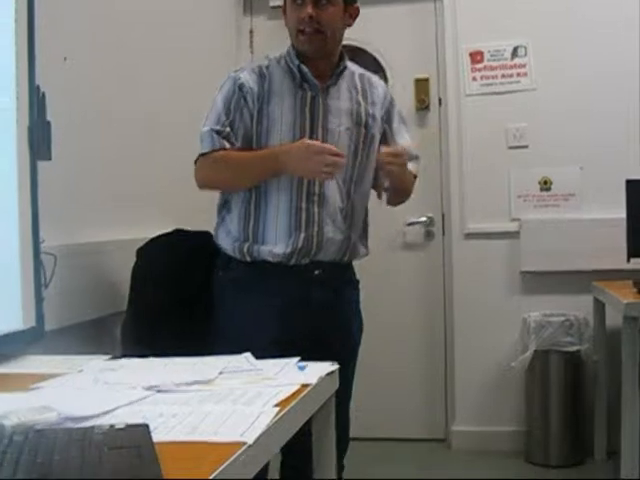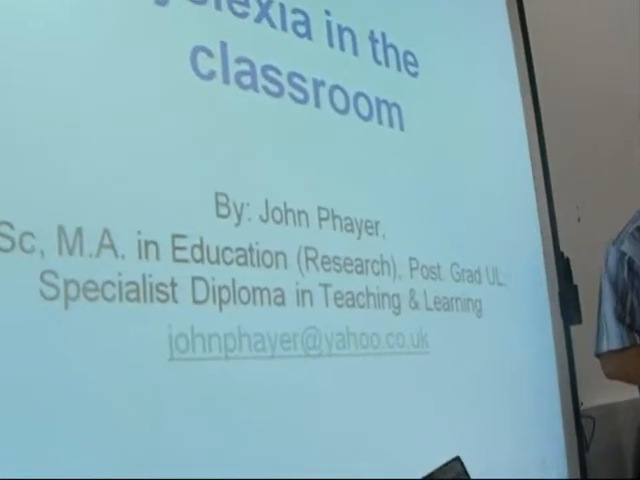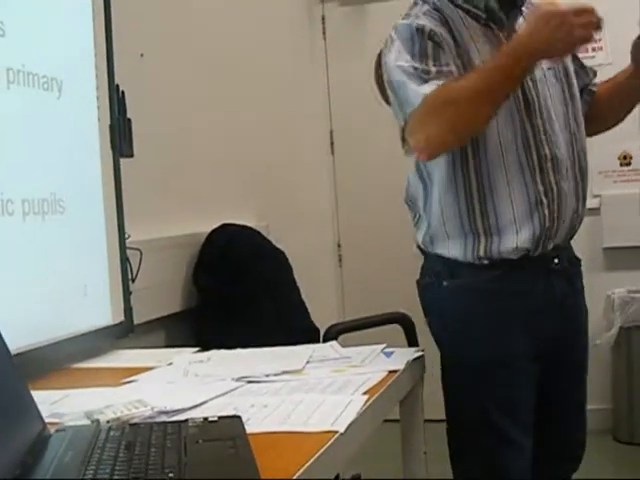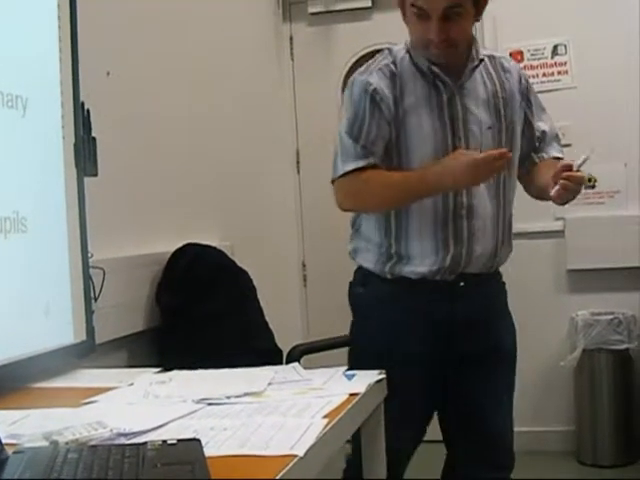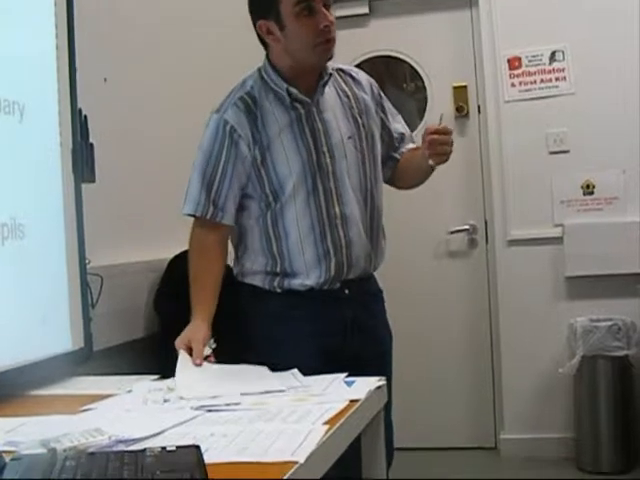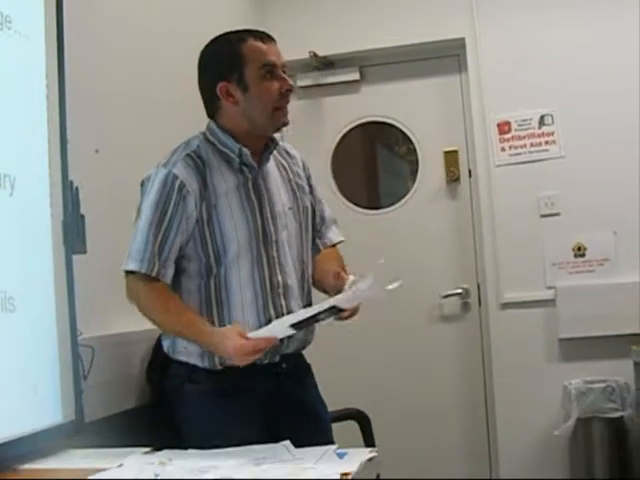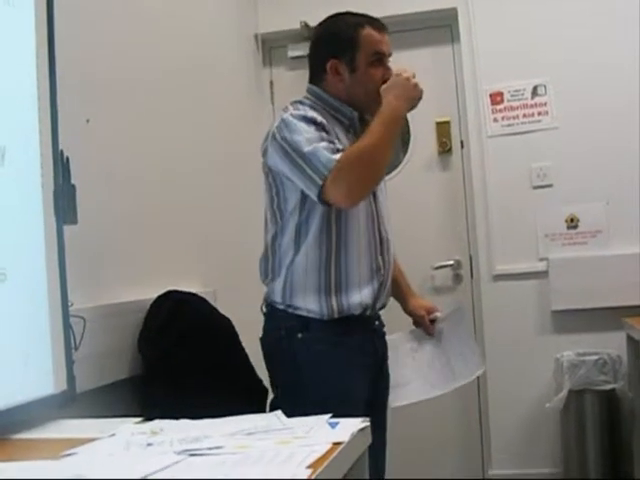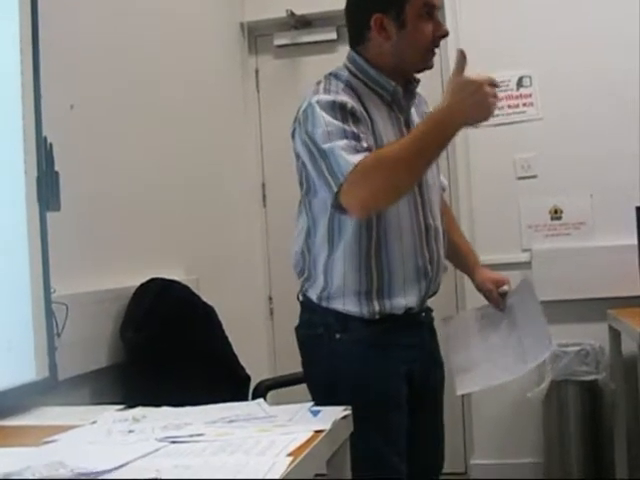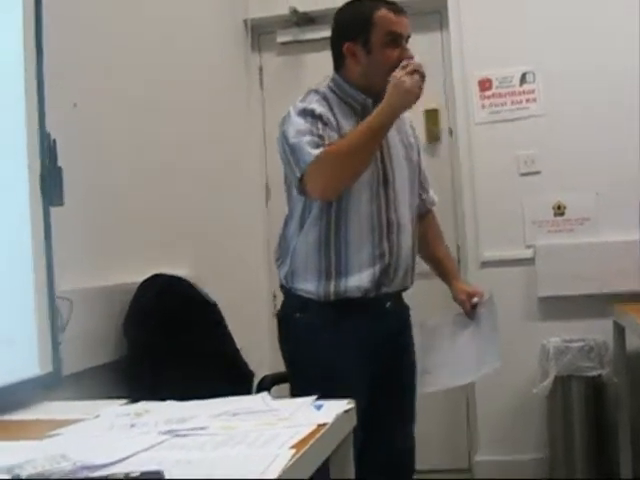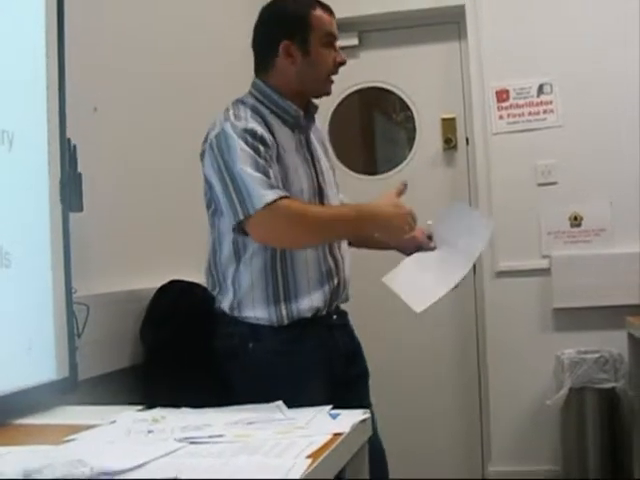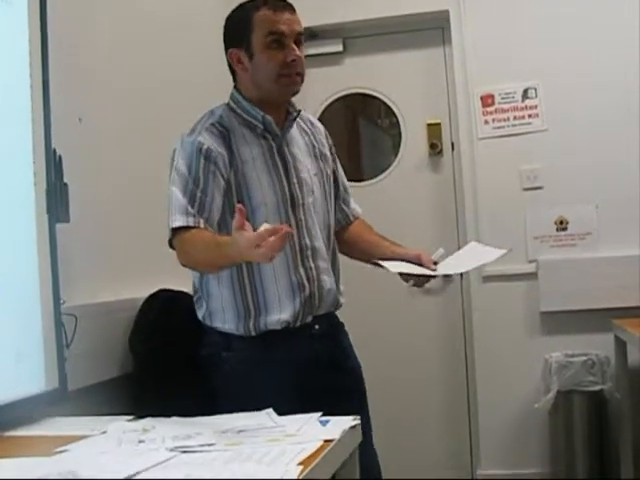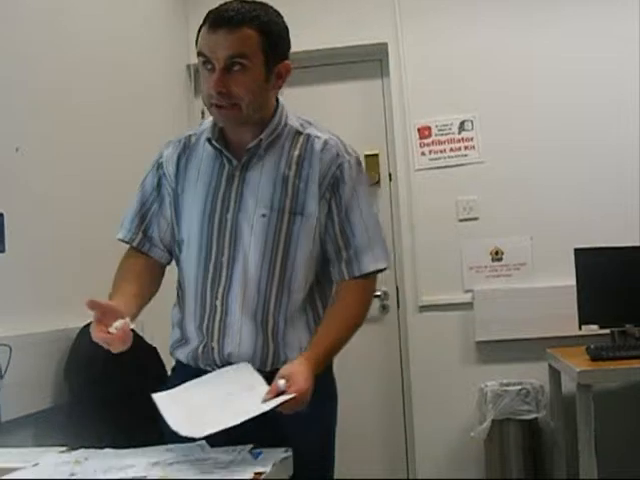Advantage of dyslexia in the classroom. And the pages that I'm giving out to you there are called the Cornell note-taking system. And again, just to recap on what the Cornell note-taking system is, it's a way of short-cutting your notes and taking brief notes of what I actually say in the class, rather than you having to take down reams of information.